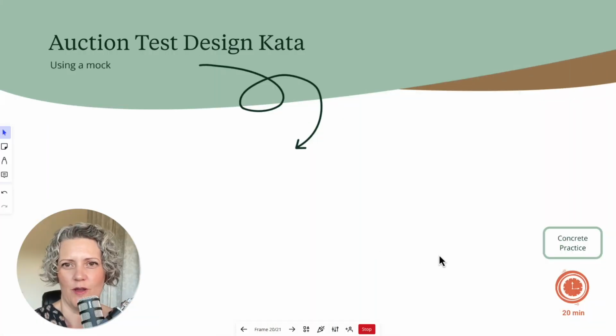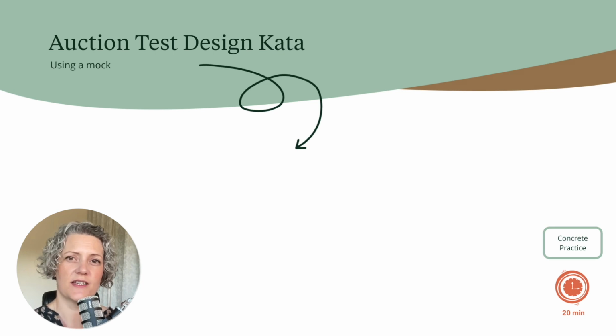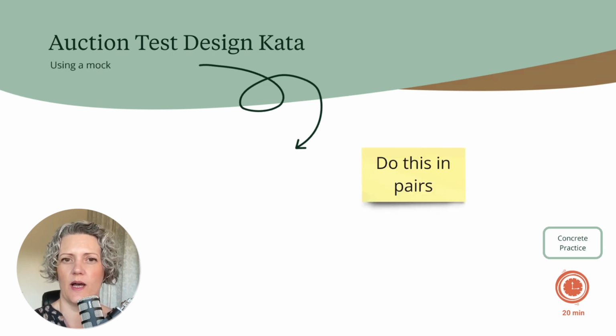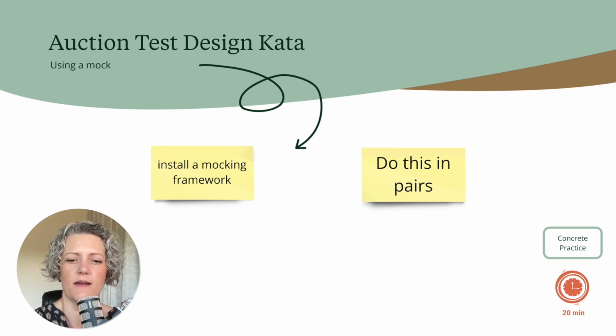Then there's the concrete practice where everyone's going to work on this small coding exercise. So I do suggest that people do this in pairs so people have a little bit more time and space to explore ideas with their pairing partner. You might want to use a mocking framework or recommend to people that they use a mocking framework and use your preference here. But it could be a good idea to make sure everyone's got that installed in advance and knows where the documentation is so they can look up how they're going to set expectations on a test double with this framework.